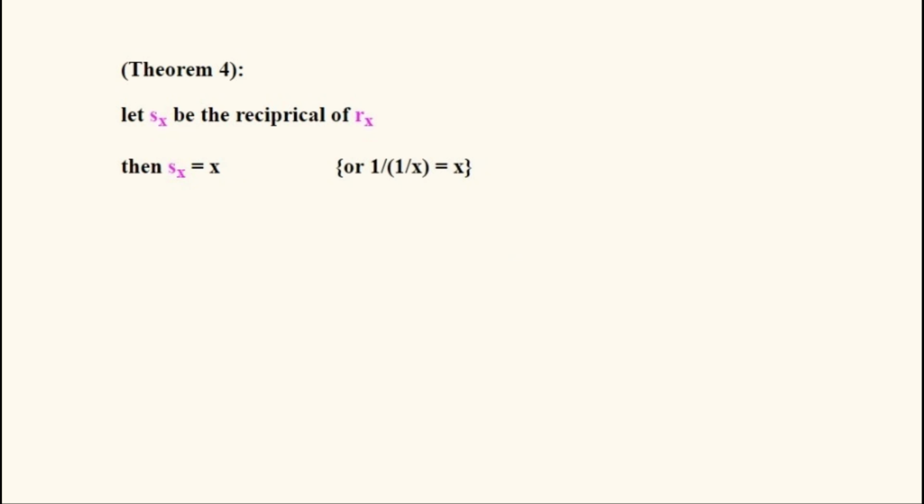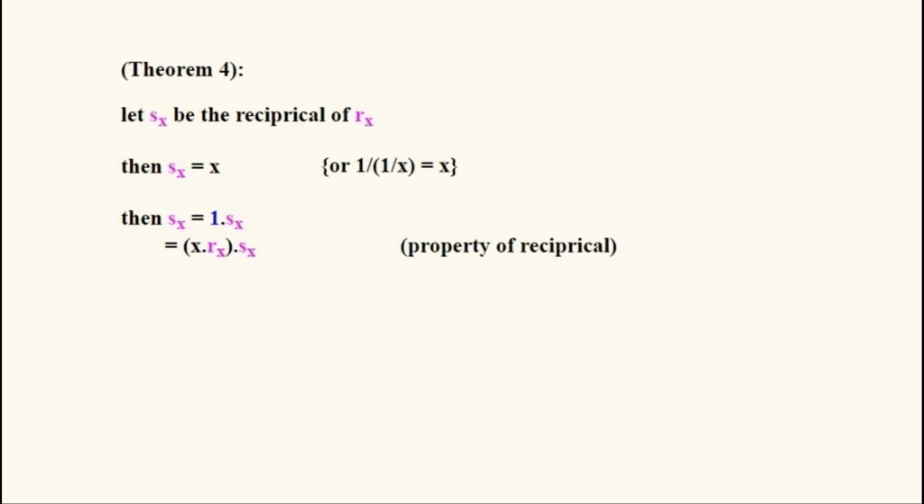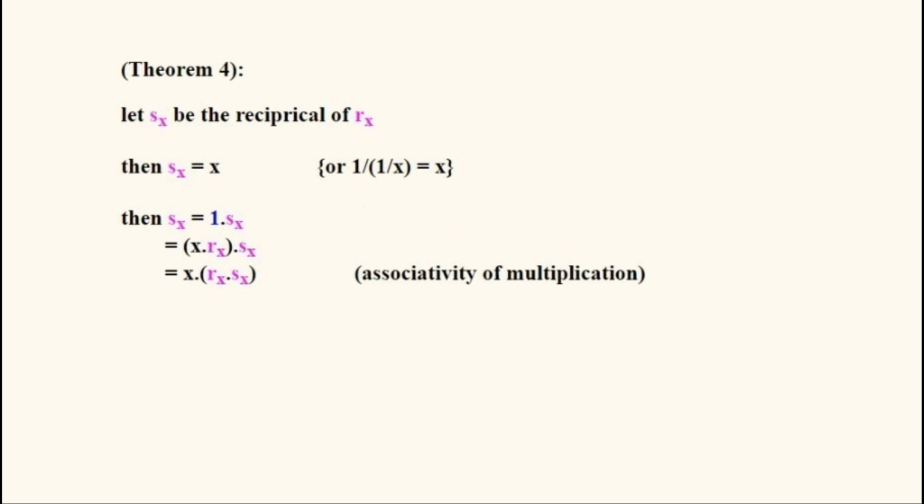And now for this double reciprocal proof. Sx is x reciprocated twice. It must be equal to x according to the theorem. Starting the proof with Sx, we expand it using the property of 1 axiom. Then expand it again. Then swap the brackets.